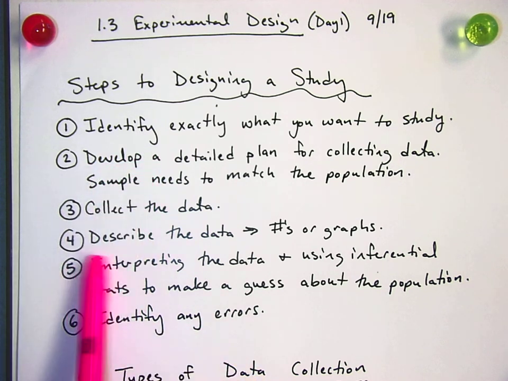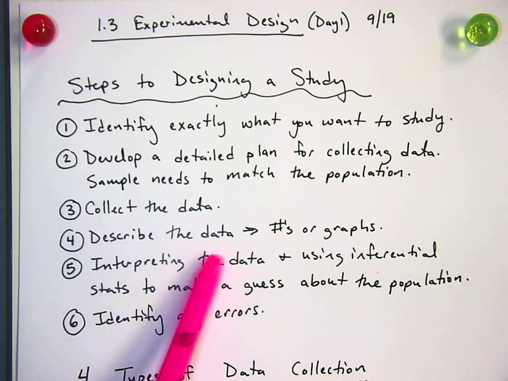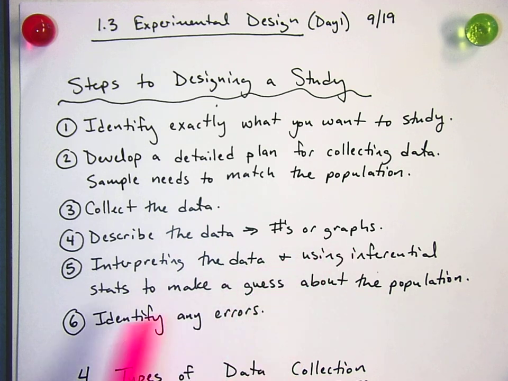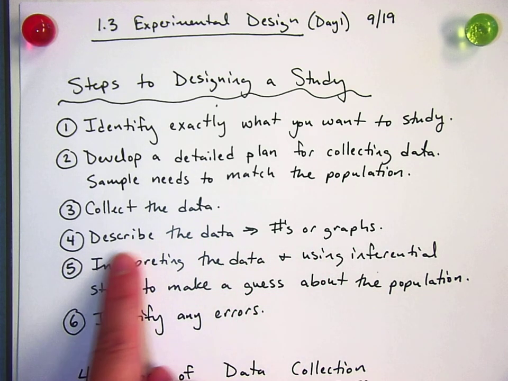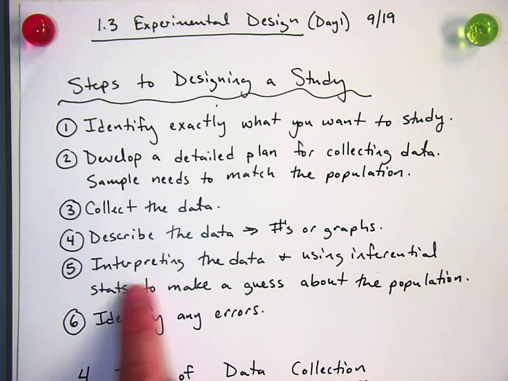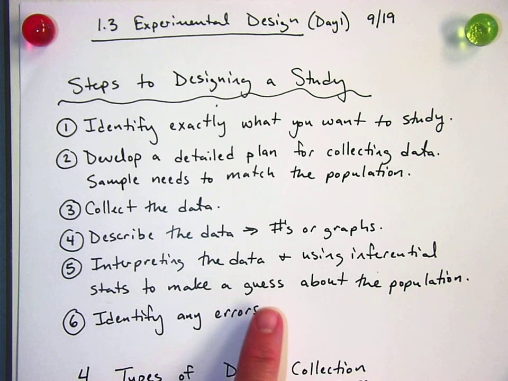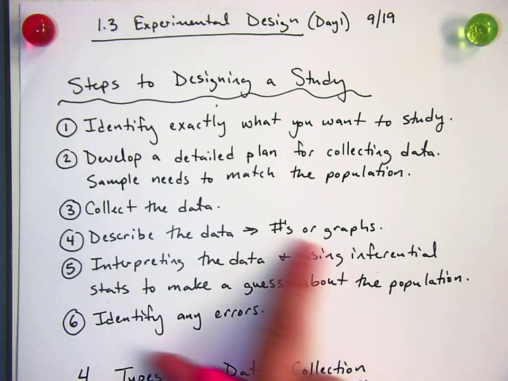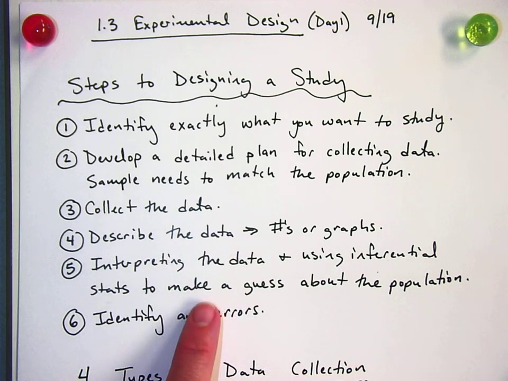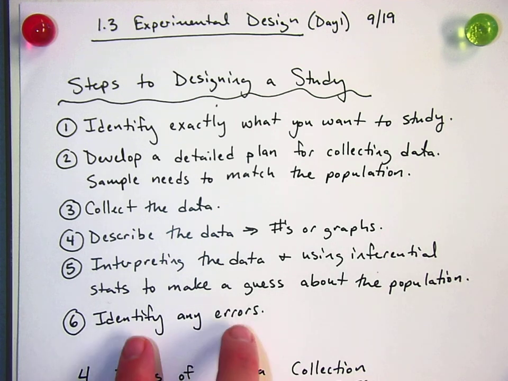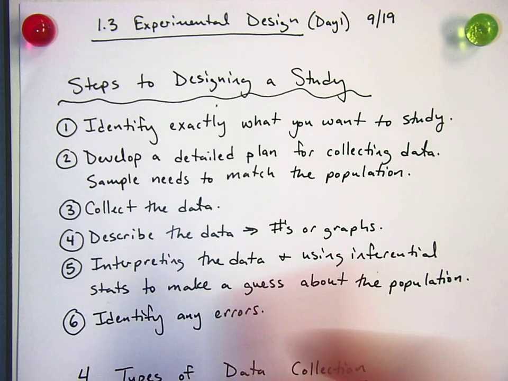3 is just following the plan, doing the grunt work, collecting the data, so going to get the data. 4, you've got to describe the data using numbers or graphs to show other people what you've learned. This is facts right here. This is facts, and this is not. The 5th step is interpreting the data and using inferential statistics to make a guess about the population. So this is where you're looking at your sample and trying to make a guess about the population based on that sample. And then finally, the most important thing in any study is to identify any errors.